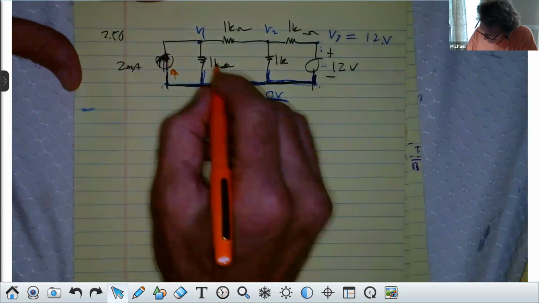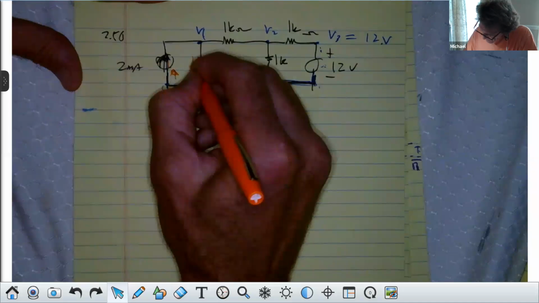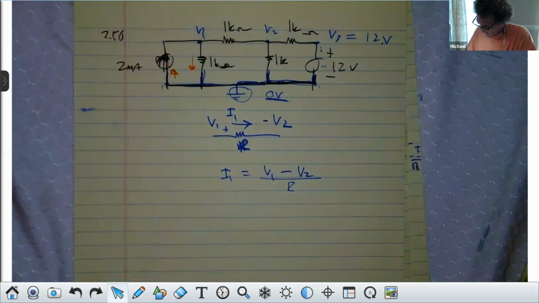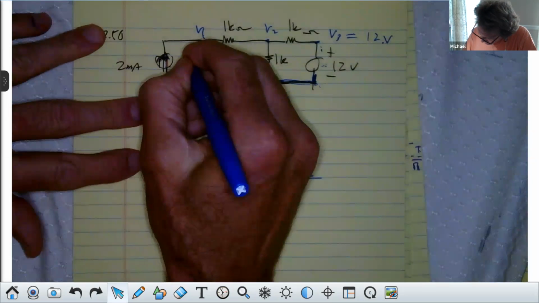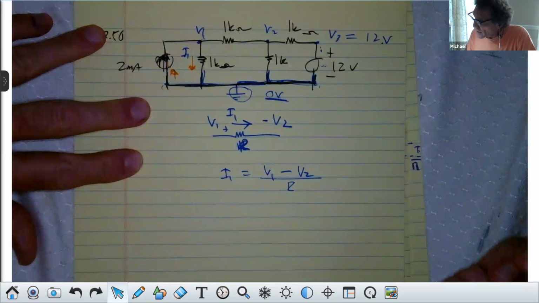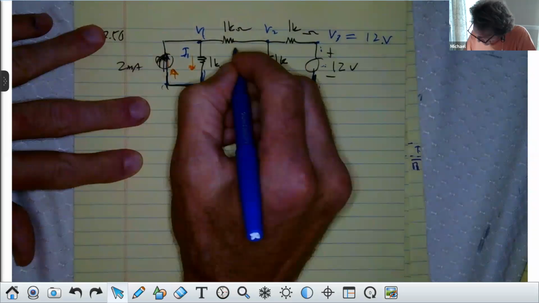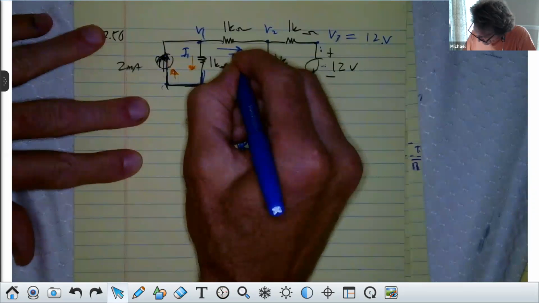I'm going to call the current flowing this way, for lack of a better term. Matter of fact, let me get rid of that orange marker because that probably is not going to show well. I'm going to call this current I1. Do you all see that there? It's from V1 down. Can you all see that okay? Yeah. Now I'm going to call this current I2.